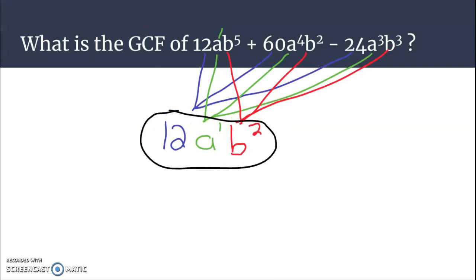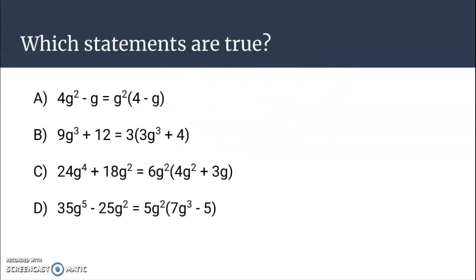Alright, now we're going to switch gears a little bit. We're going to introduce this idea of factoring. Think of factoring as the distributive property in reverse. We're trying to find out which statements here are true. Now, one way to check, if you're ever given a problem like this, is to simply redistribute everything on the right side and see if it matches the left side.